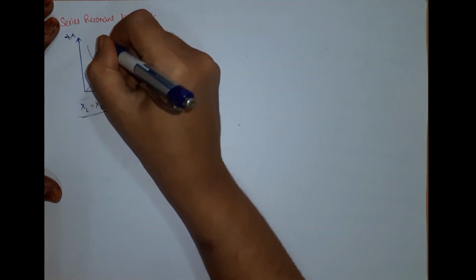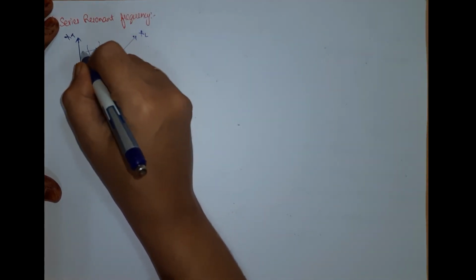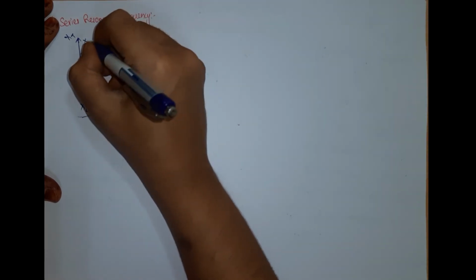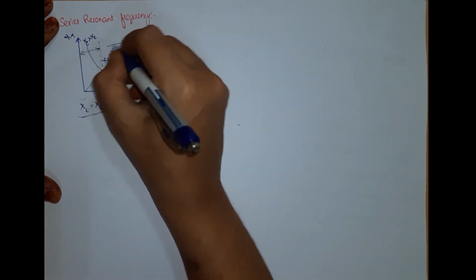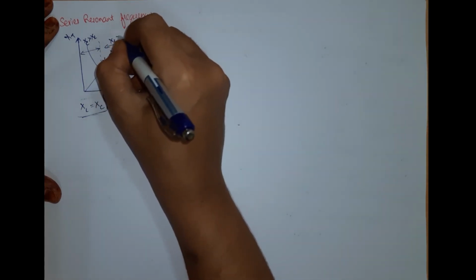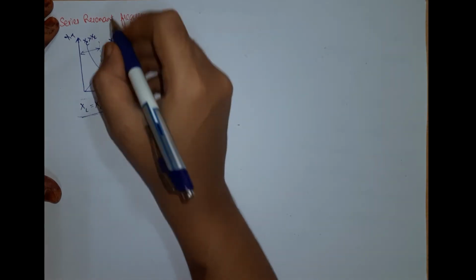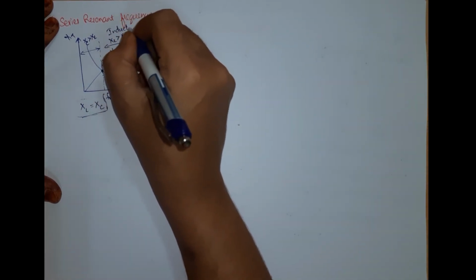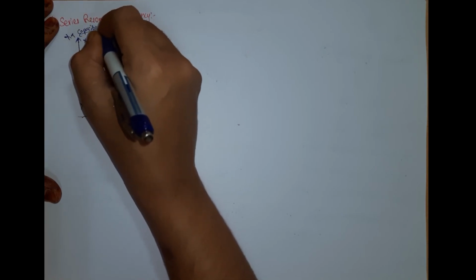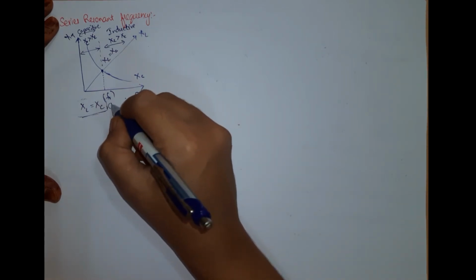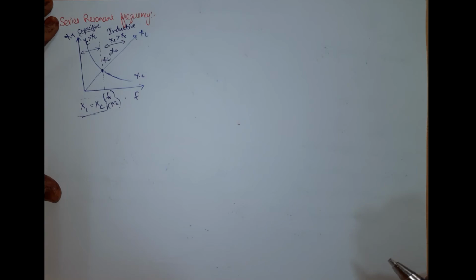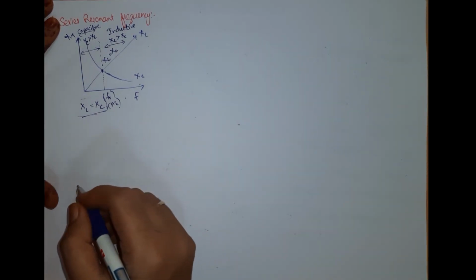So we can tell that before this resonance point, XC is greater than XL, and after the resonance, XL is greater than XC. That means on this side the circuit behaves as a capacitive circuit and on this side the circuit behaves as an inductive circuit, right? So this resonant frequency is also measured in what? Hertz.